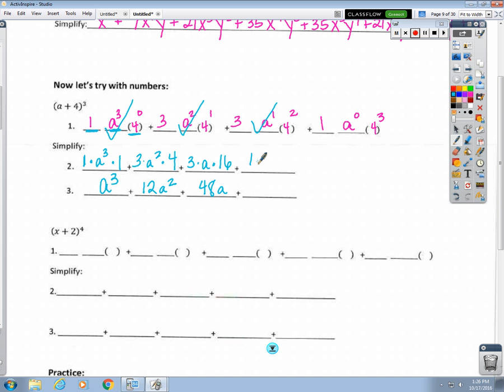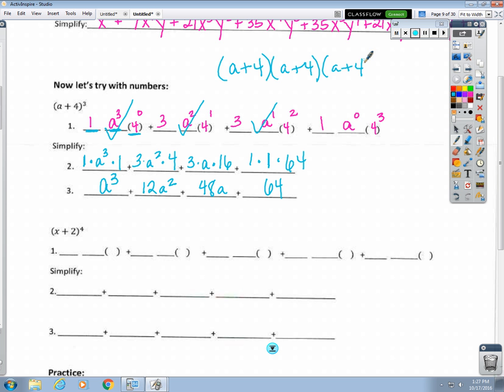We have a 1 times A to the 0, which is also a 1, times 4 cubed, which is what? 64. So what's 1 times 1 times 64? 64. And that is your final answer. That's the answer you would have gotten had you written out A plus 4 times A plus 4 times A plus 4.